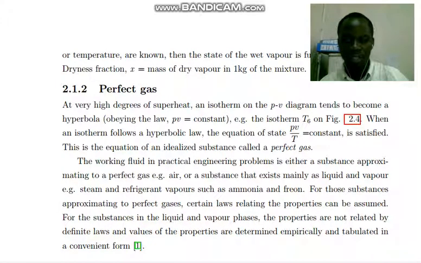So the working fluid in practical engineering problems is either a substance approximating to a perfect gas, e.g. air, or a substance that exists mainly as liquid and vapor, e.g. steam and refrigerant vapors such as ammonia and freon. For those substances approximating to perfect gas, certain laws relating the properties can be assumed. For the substances in the liquid and vapor phase, the properties are not related by definite laws, and values of the properties are determined empirically and tabulated in a convenient form.